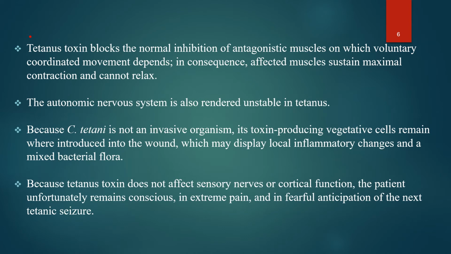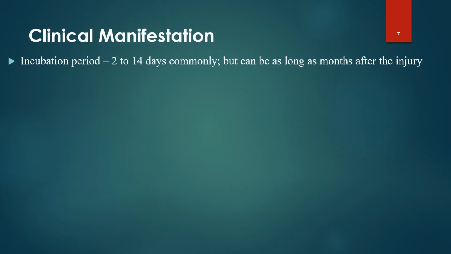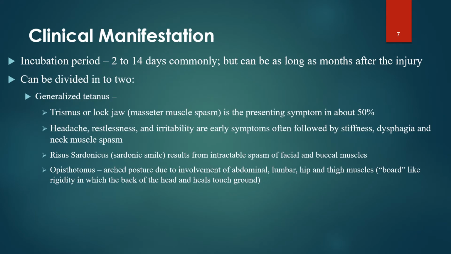Because tetanus toxin does not affect sensory nerves or cortical function, the patient unfortunately remains conscious, in extreme pain and in fearful anticipation of the next tetanus seizure. When we look at the clinical manifestations of tetanus, the incubation period is from 2 to 14 days, but it can be as long as 1 month after the injury. And it can be divided into two forms: generalized tetanus and local tetanus.